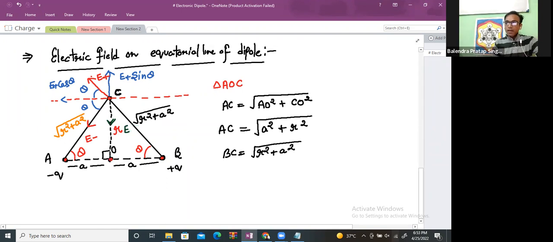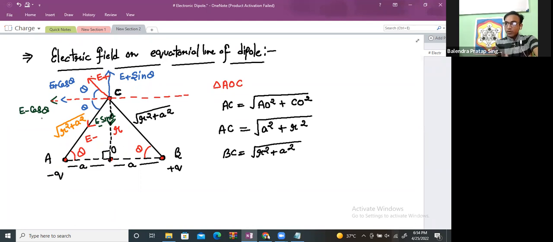Yeah. So it has two components. One is E minus sine theta, which is the vertical component, and the other is E minus cos theta, which is the horizontal component. Okay, this is all about the diagram. Is it clear or do you have any doubt?